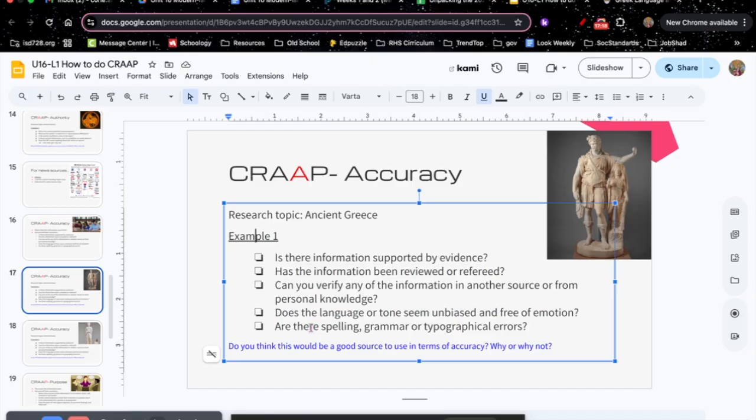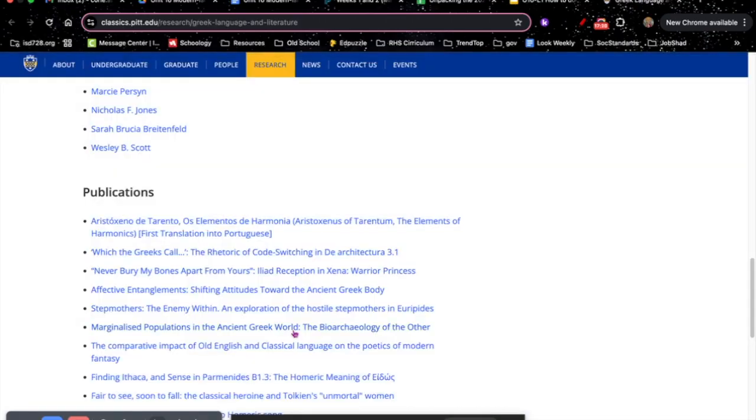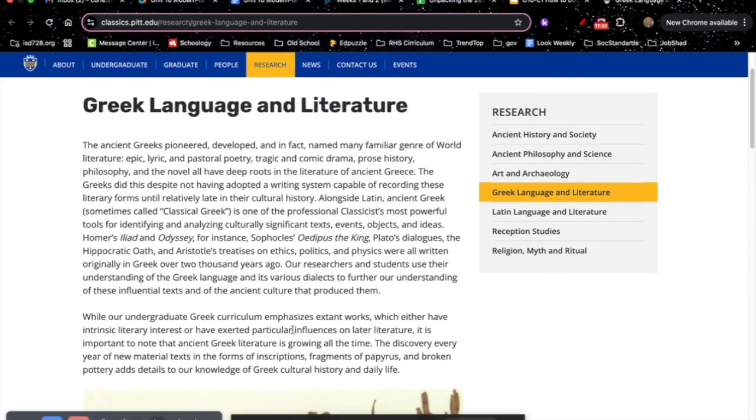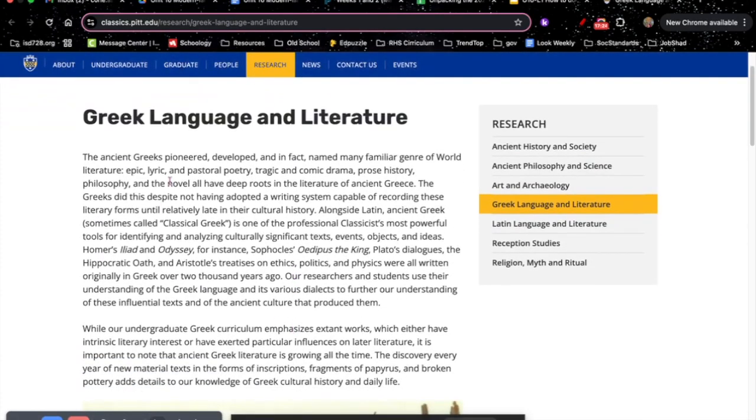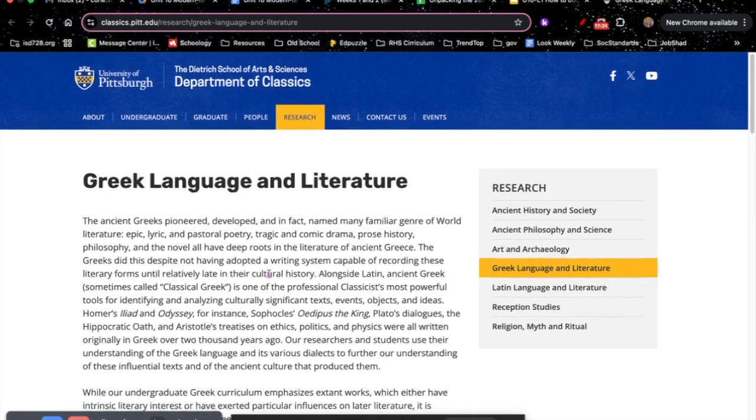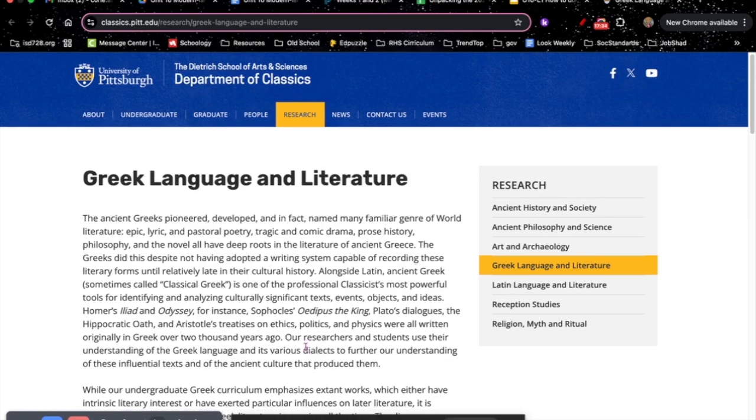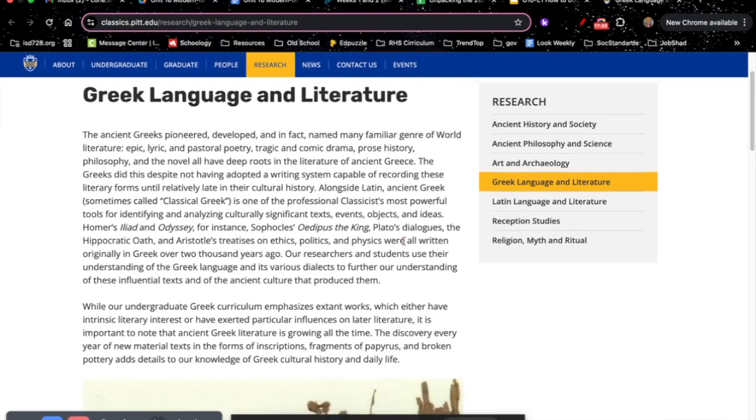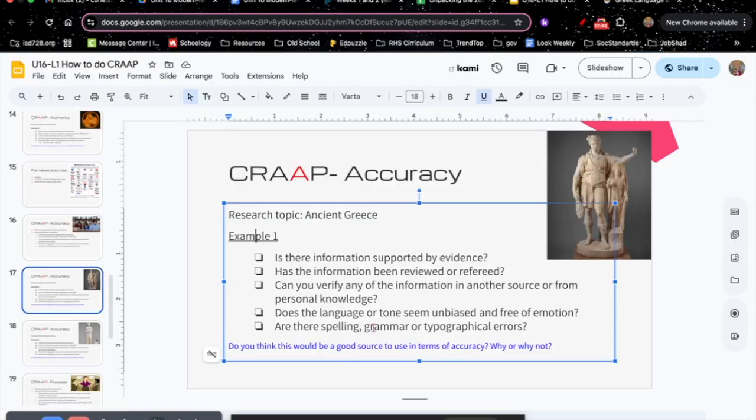And does the language or tone seem unbiased or free of emotion? Ooh, that's a good question. So this is the University of Pittsburgh, and it's talking about their program. So they're going to be a little bit biased because they want people to come and study with them at the University of Pittsburgh, but they also do have a lot of just information that they give. So I'm going to say teeny bit biased, but not too bad.